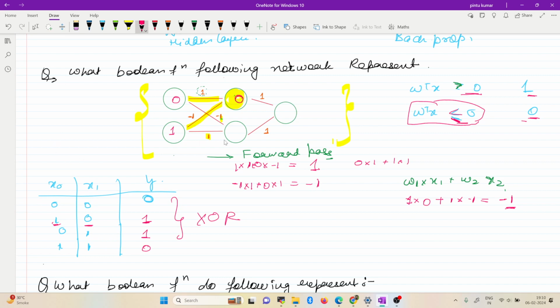Now we can again similarly look at this one. So this would be 0 times... okay, I can use another color. So this thing is going here.